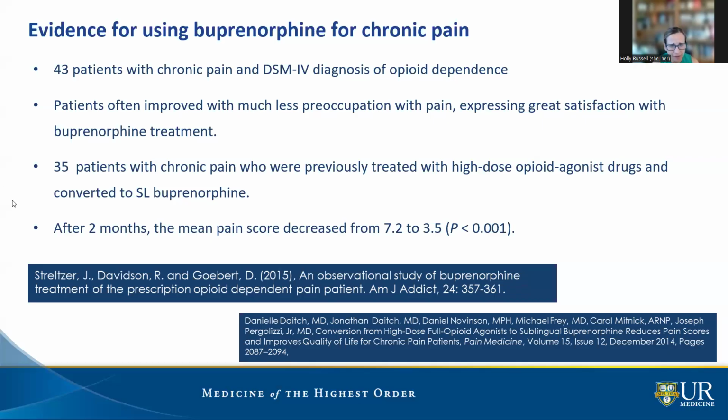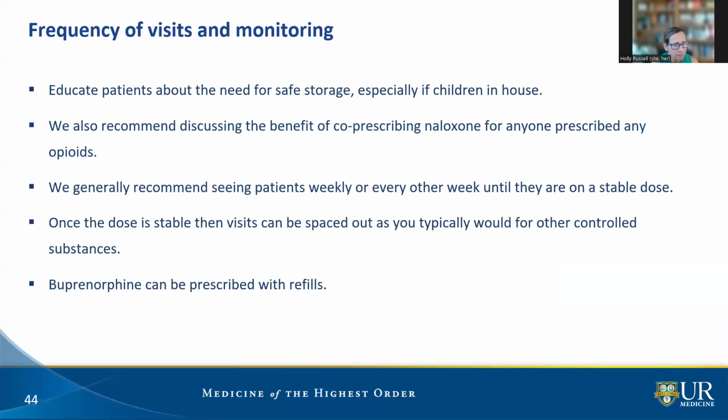And in this second study, there were 35 patients with chronic pain who were previously treated with high-dose opioid agonist drugs, so did not have opioid use disorder, and were converted to buprenorphine. And you can see after 2 months, a huge decrease in their mean pain score. So small studies, but pretty convincing evidence.